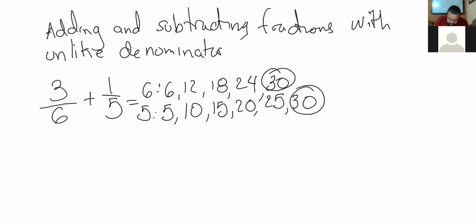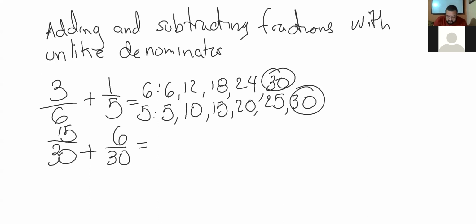Let's change it. Okay. 30 plus 30. How many times did I multiply 6 to get to 30? 1, 2, 3, 4, 5. We'll multiply it times 5. And 5 times 3 equals 15. Sorry, how many times did I multiply 5 to get to 30? 6. So we're going to multiply 1 times 6. 1 times 6 equals 6.